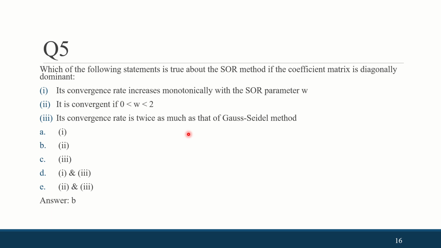In question 5, it is asked which of the following statements is true about the SOR method if the coefficient matrix is diagonally dominant. Its convergence rate increases monotonically with SOR parameter W. It is convergent if W or omega is between 0 and 2. Its convergence rate is twice as much as that of Gauss-Seidel method. So what is SOR method? SOR method is the successive over relaxation technique.